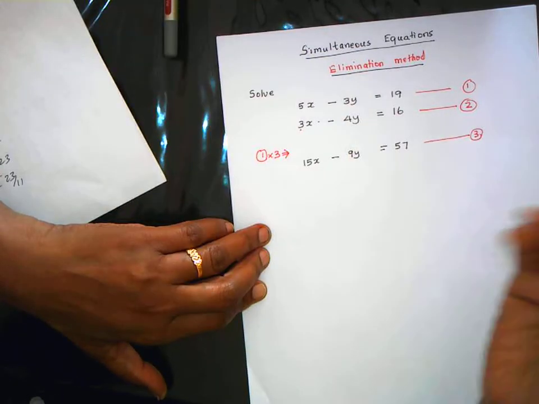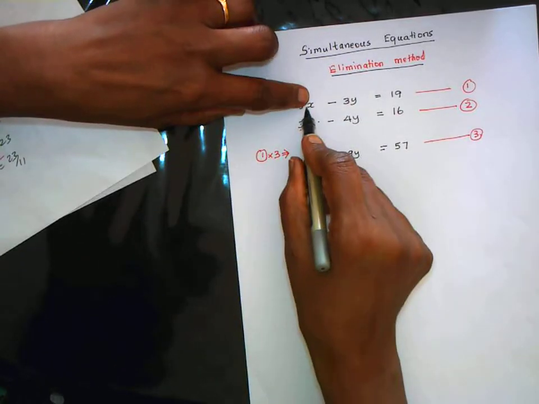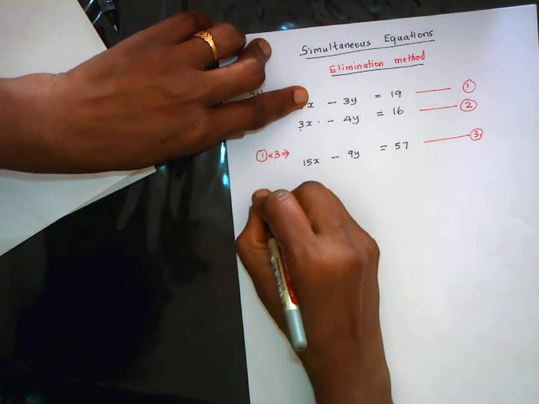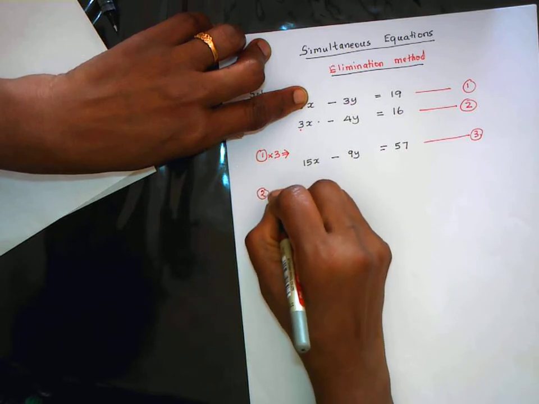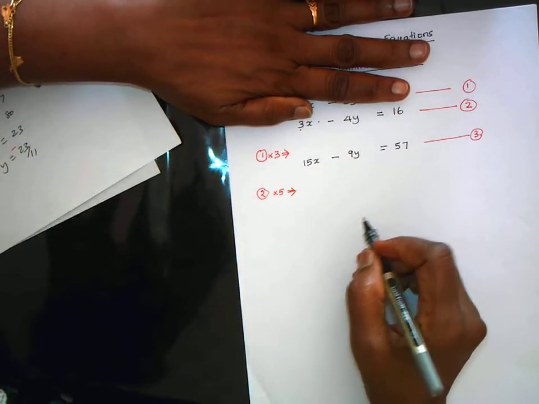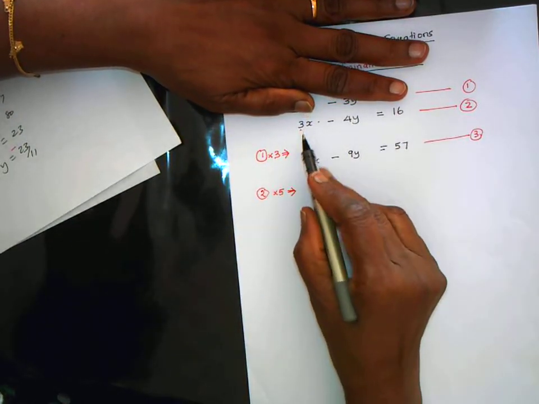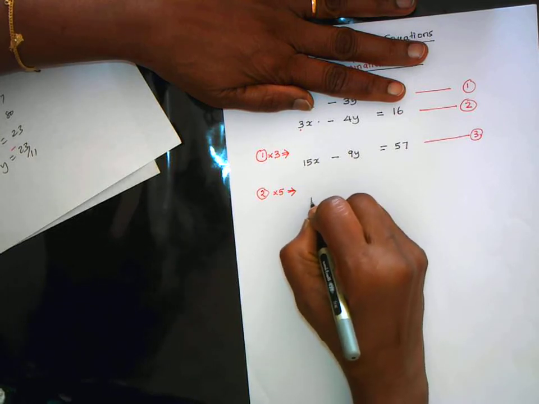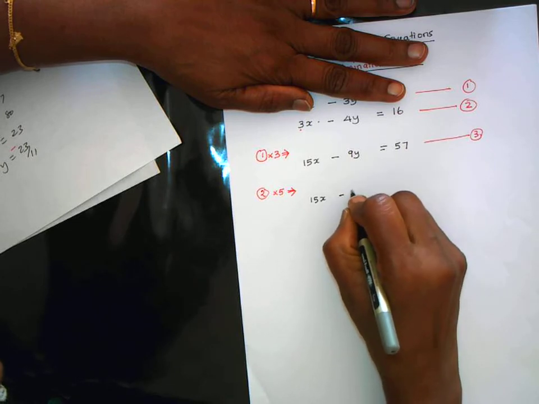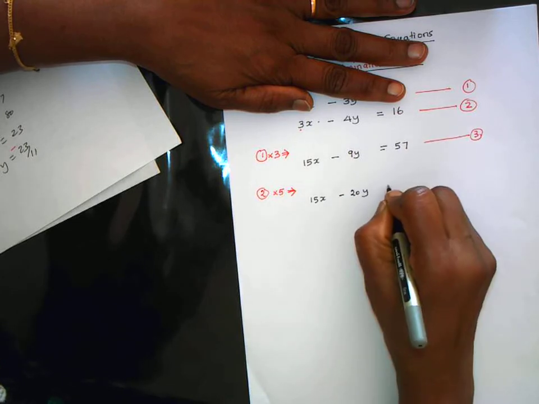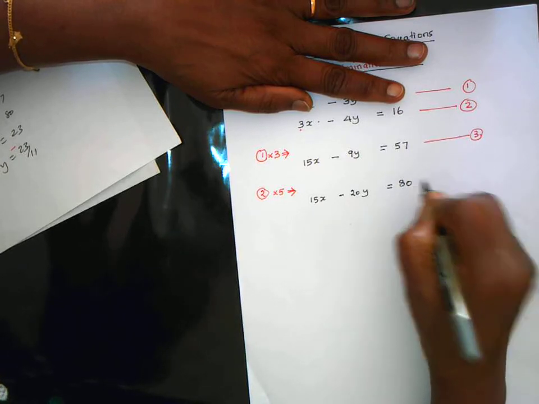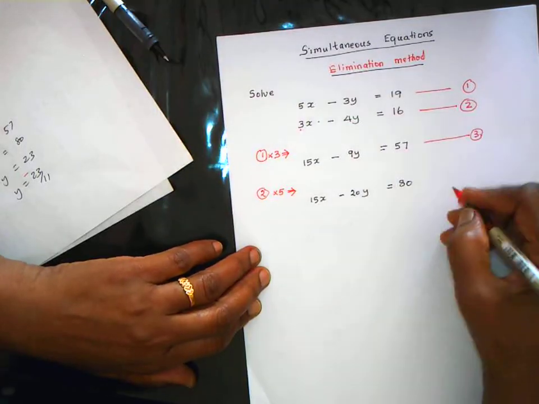Now, I told you we are going to do equation 1 by 3 and equation 2 by 5. So now I multiply equation 2 by 5. 5 3s are 15, so it gives you 15x, then minus 5 4s are 20, so it's 20y, equal to 5 times 16, which is 80. Now this is another equation. I'm going to call this 4.